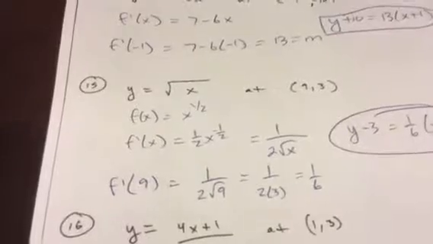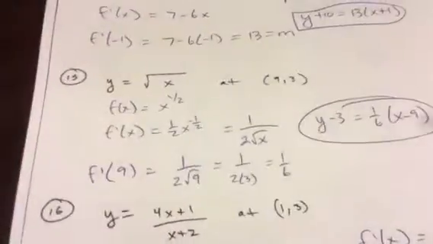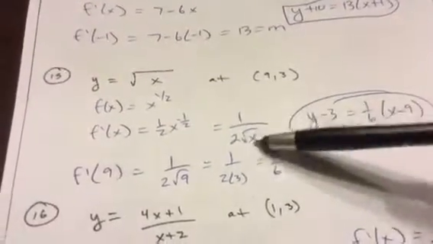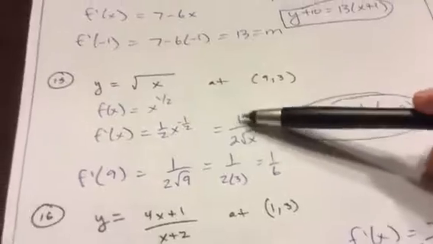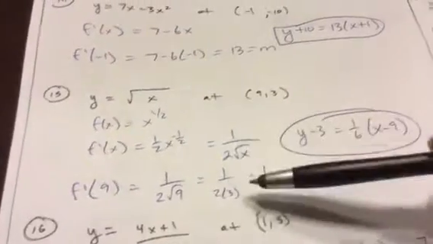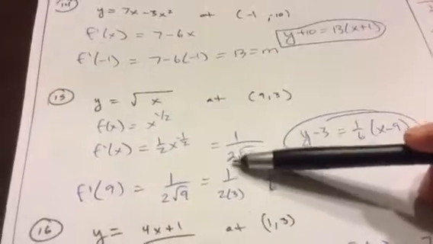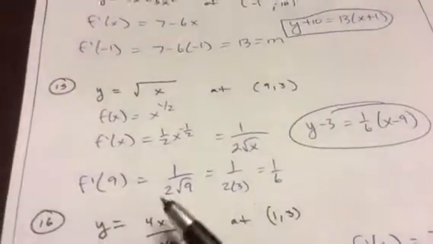x to the 1/2. Take the derivative of it. Guys, I would write it like this. That's going to be a lot easier to work with. Some of us made some errors when we're plugging in 9 into something like this. Write it like that. x to the -1/2 means 1 over x to the 1/2, which is the square root of x. There's a 2 at the bottom because it's 1/2. Plug 9 in for x. 2 times 3, 1/6 is the slope.